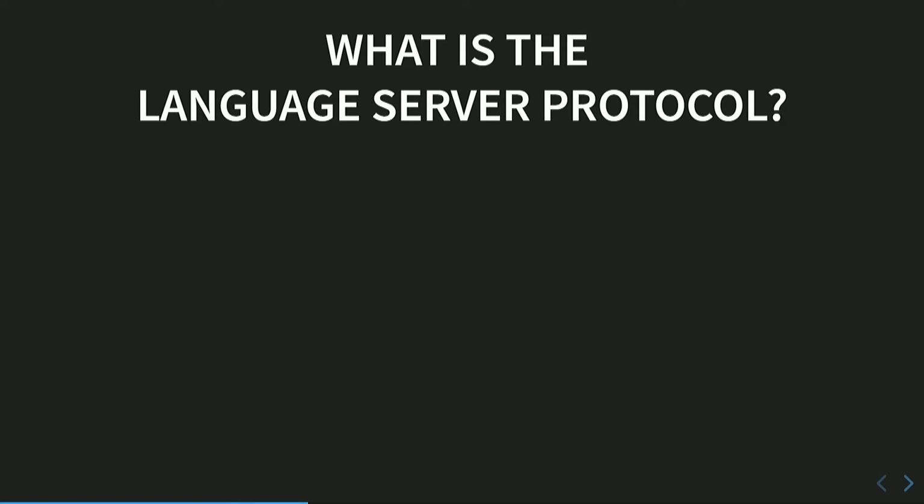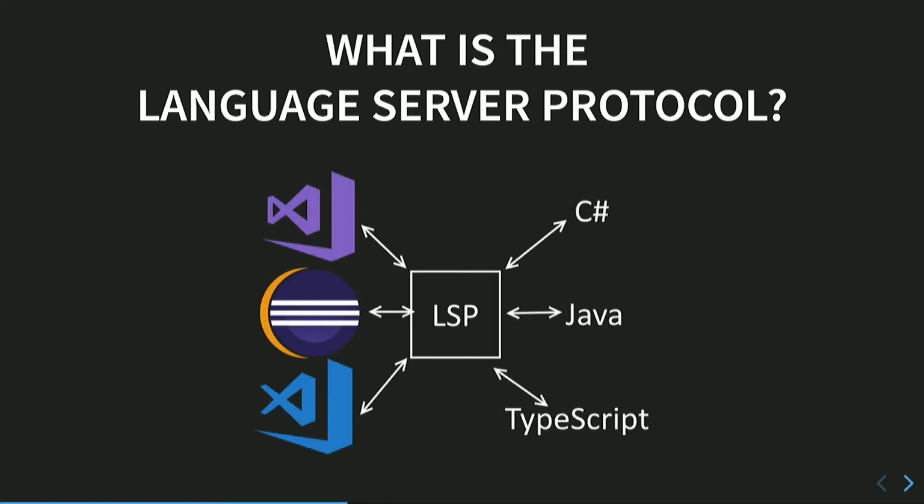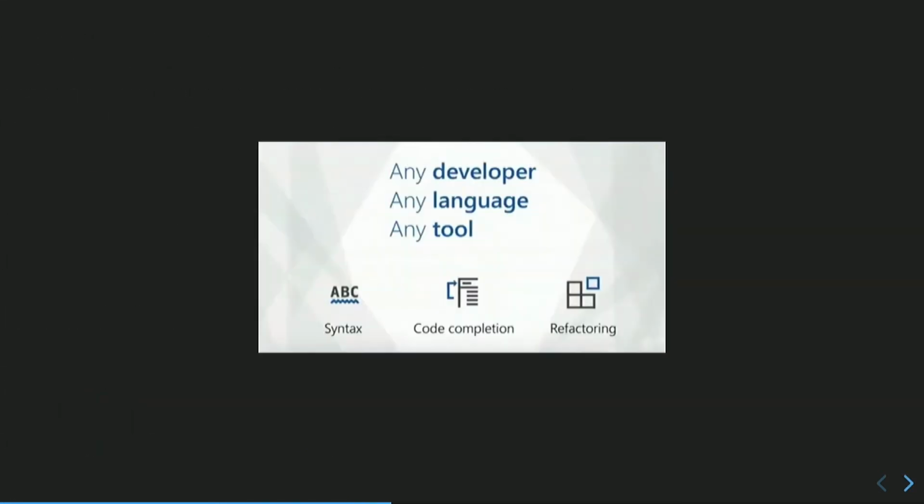So what the protocol is, it's a specification. It's an API. So it allows any number of editors to interface with any number of languages. And obviously, this list is a lot larger than that. But you can take Visual Studio, Eclipse, Atom, VS Code, whatever. As long as you can implement the language server protocol on there, you can then interface with one of these other technologies. And this is stolen from the Microsoft documentation, but the goal is any developer, any language, any tool: you do whatever you want, where you want it.